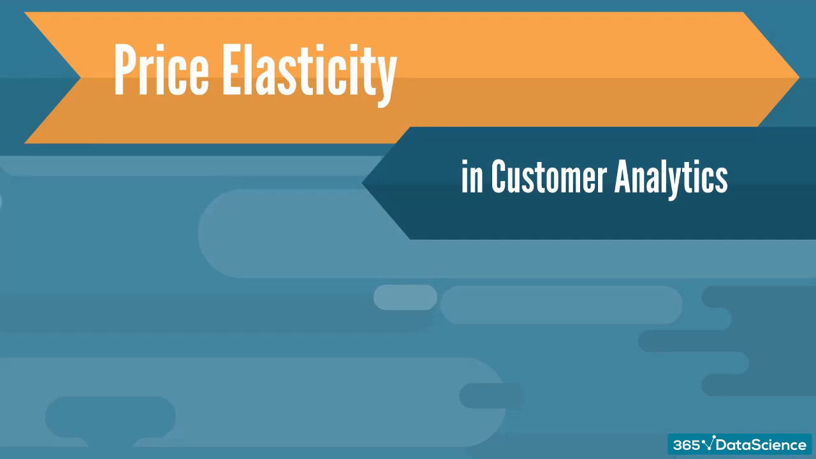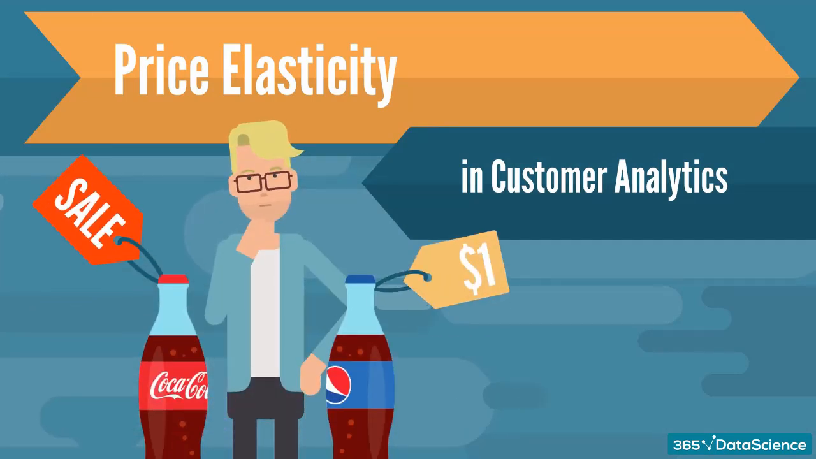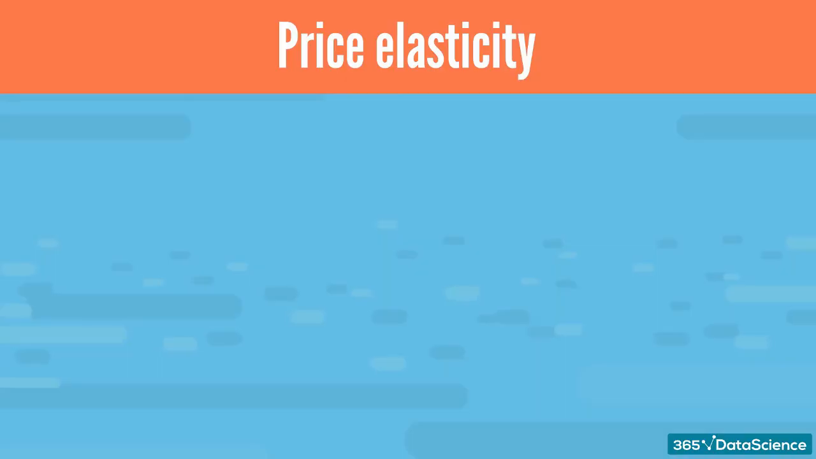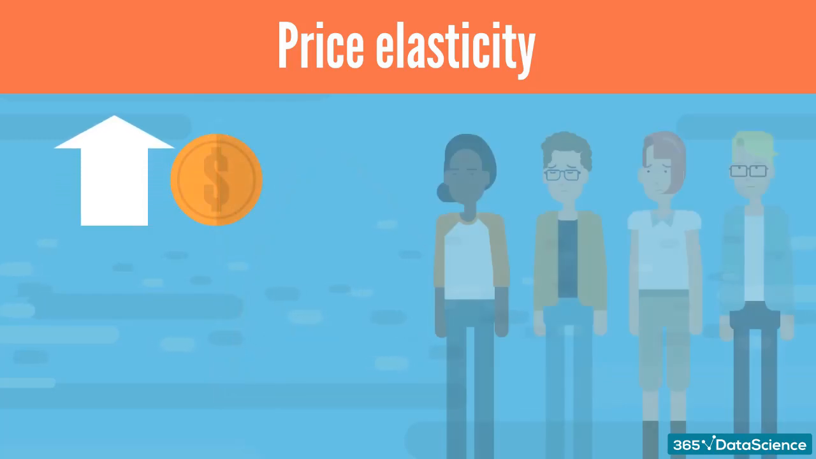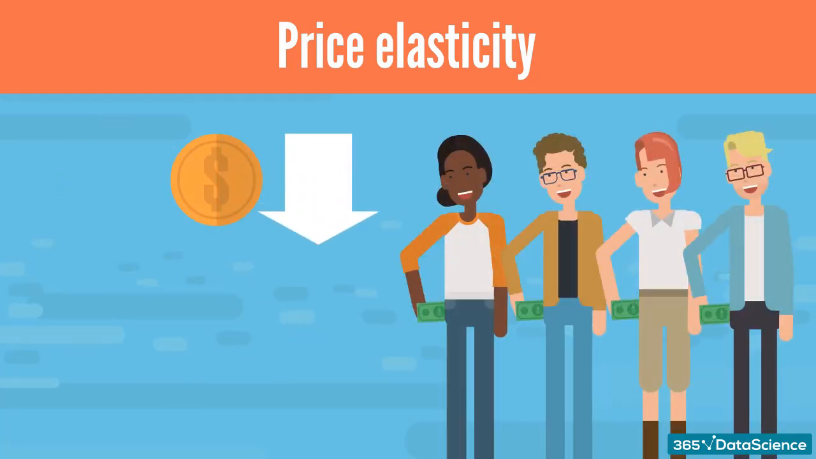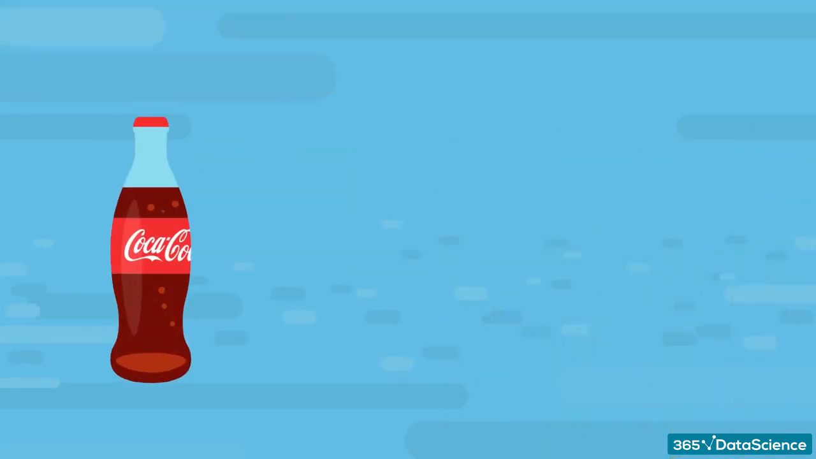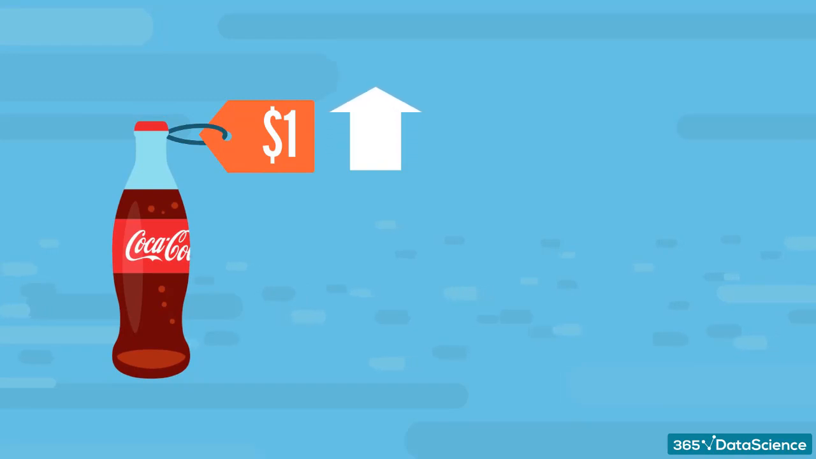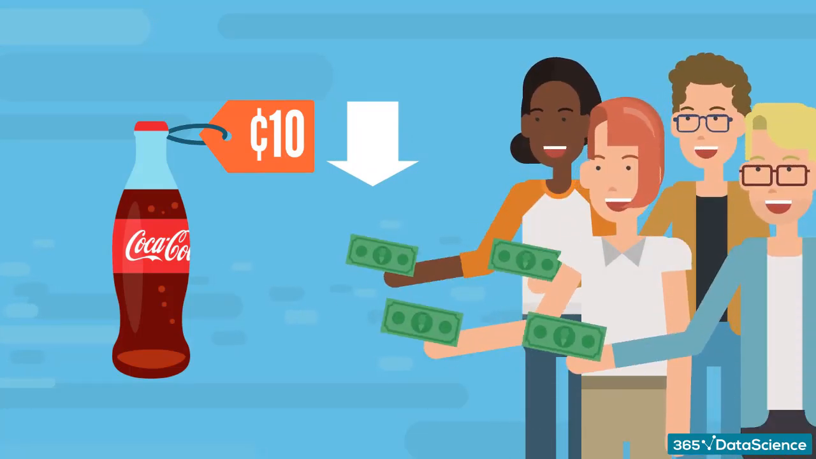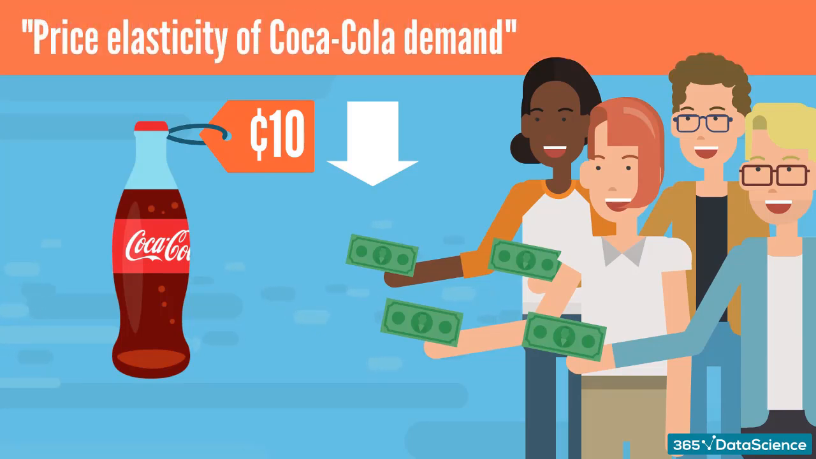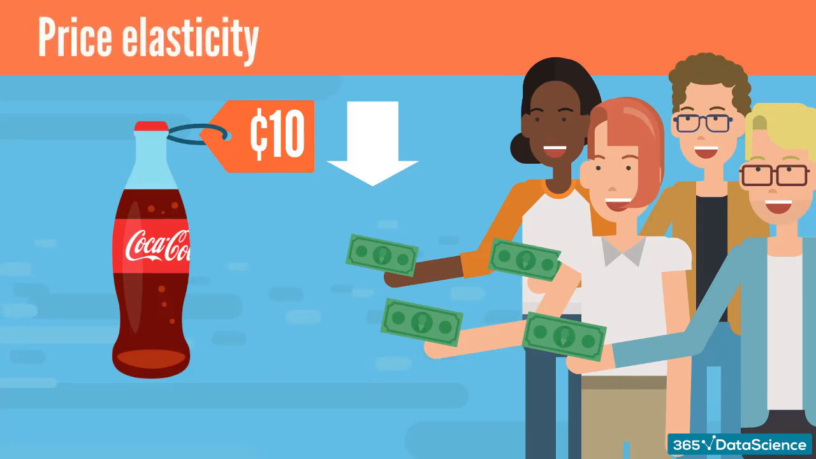Welcome back. In this lecture, we're going to introduce one of the most important economic and marketing concepts, price elasticity. In the broadest terms possible, price elasticity measures how purchasing behavior changes when the price changes. For instance, let's assume a bottle of Coca-Cola costs $1. If the price increases to $2, many people would stop buying cola, as it would be too expensive. On the other hand, if the price decreases to 10 cents, many more people are going to start purchasing Coca-Cola. The measure we use to quantify this phenomenon is called price elasticity of Coca-Cola demand, or price elasticity in short.